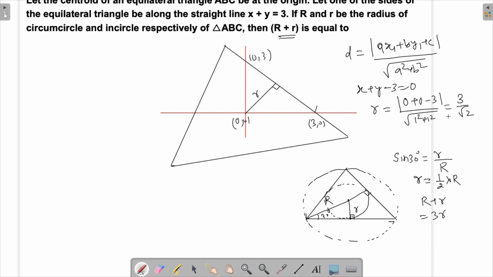Now this 3 upon square root of 2, I could just substitute it here, and then we find that this is 3 into 3 upon square root of 2, which will be equal to 9 by square root of 2. So yeah, this is my final answer. My R plus r is going to be equal to 9 upon square root of 2. And you could just mark one of those options which is given as 9 upon square root of 2.